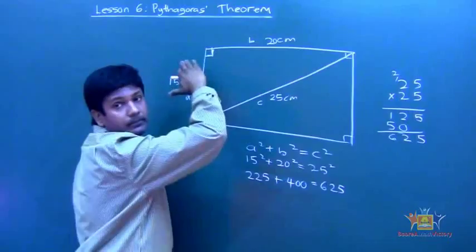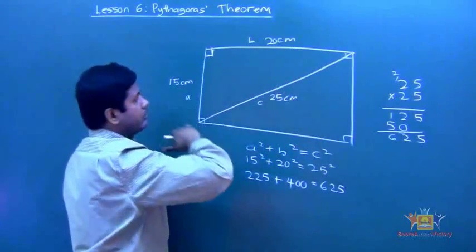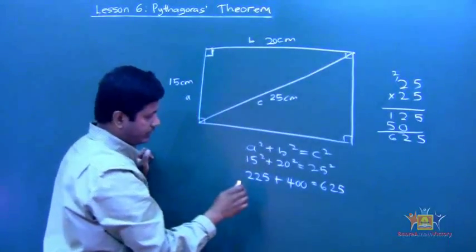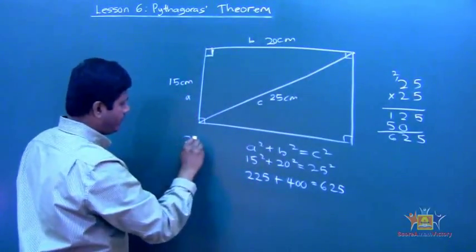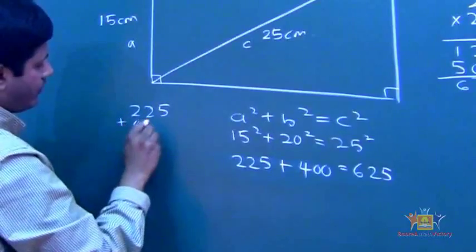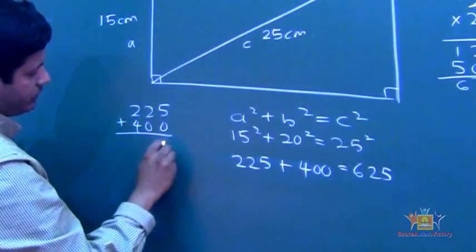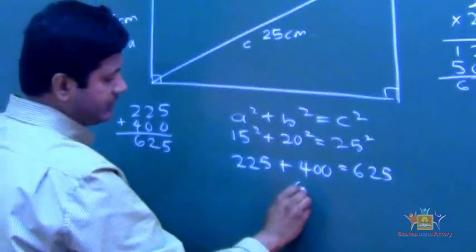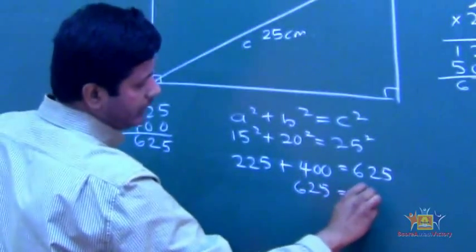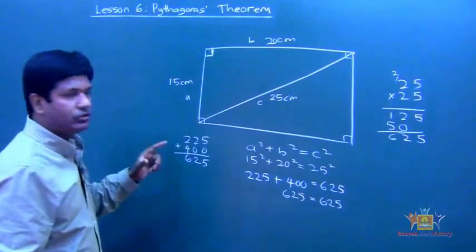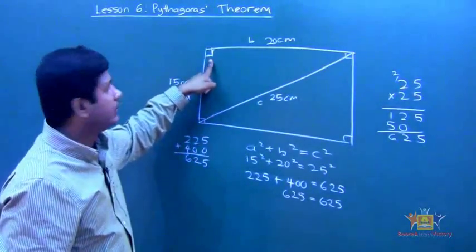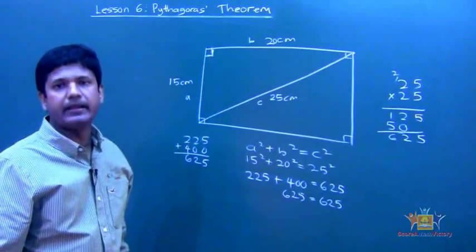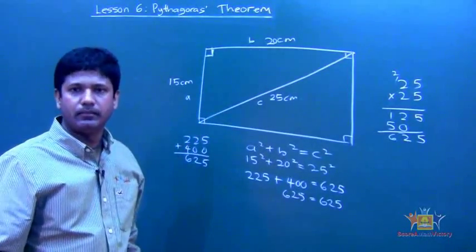to be a perfect rectangle. Alright? Because you know that this makes it a right angle. Okay, so let's do that. So 225, I'm going to add that with 400. 5 plus 0 is 5. 2 plus 0 is 2. 2 plus 4 is 6. So that gives me 625. It does equal 625. That tells you what? This is a right angle. That makes this a perfect rectangle. Exactly. Okay? Pretty easy, isn't it?